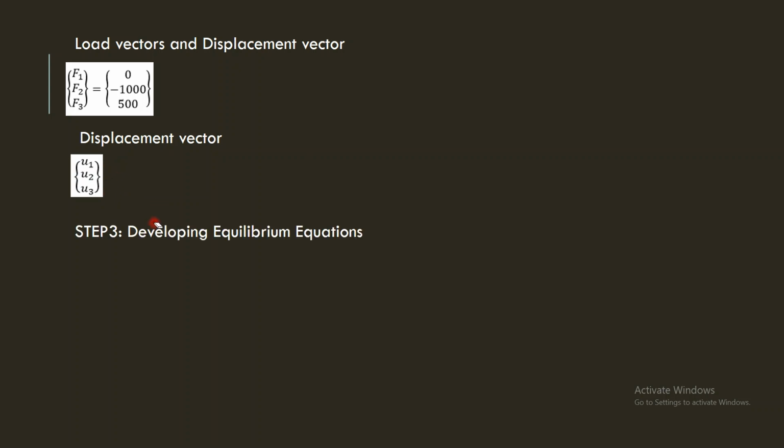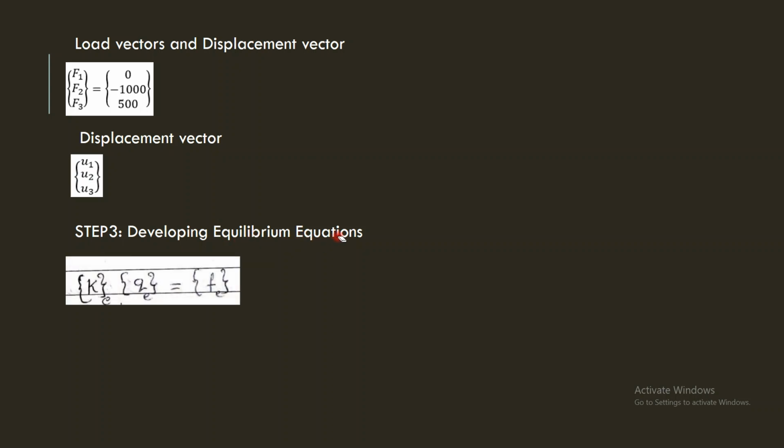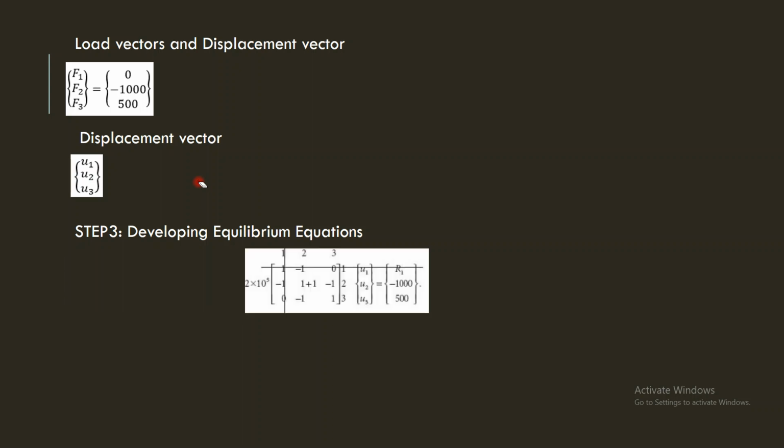Next, this is about step 2. If you go for step 3, that is developing equilibrium equations. If you remember the steps involved in FEM, I should calculate the global stiffness matrix, global displacement vector, and global force vector. Global means we are adding all the elemental matrices. So let's do that.